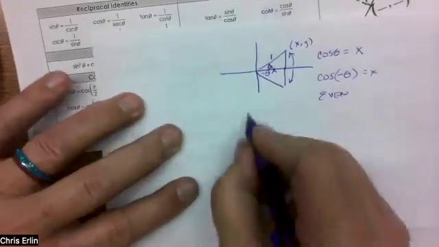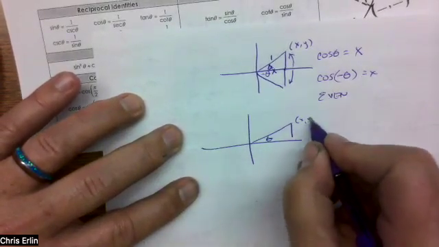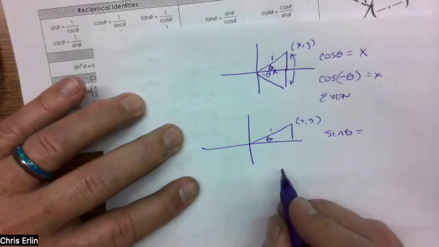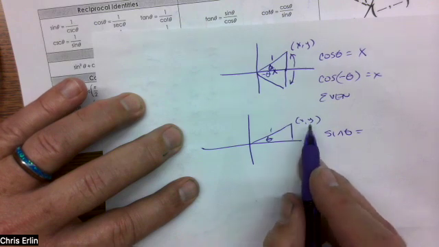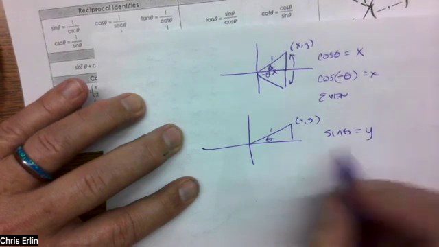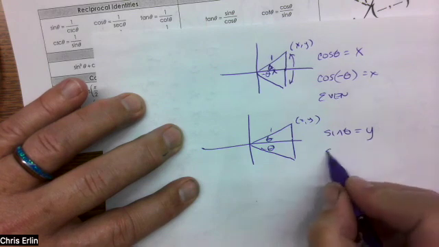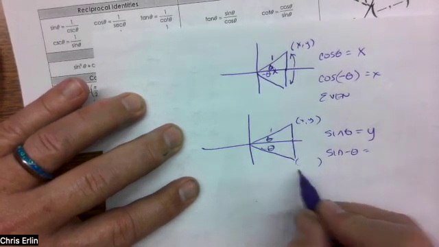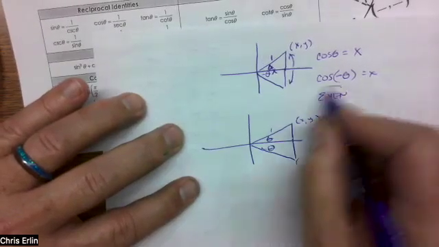But if I do sine, here's theta. This is x, y. What's the sine of theta? Sine is y value. So what's the sine of theta? Okay. And then I do a negative theta. What's this value going to be? Negative y. That's why this one's odd.